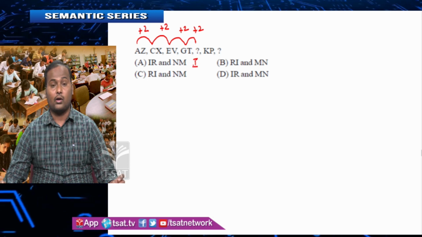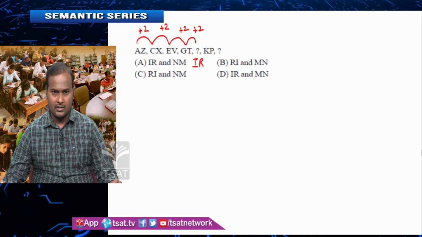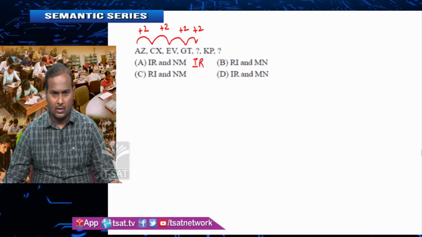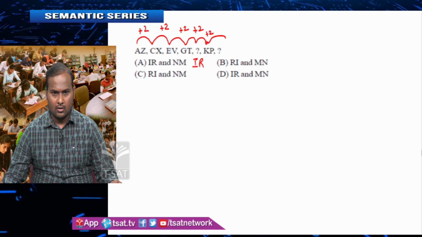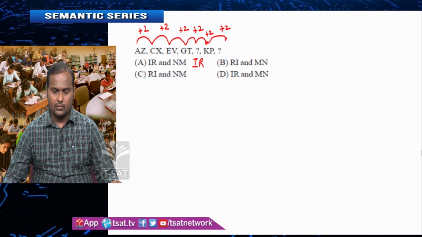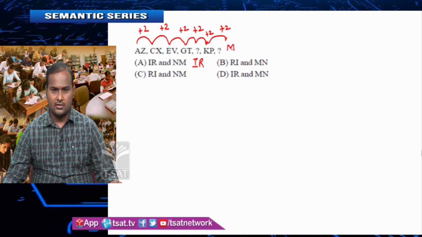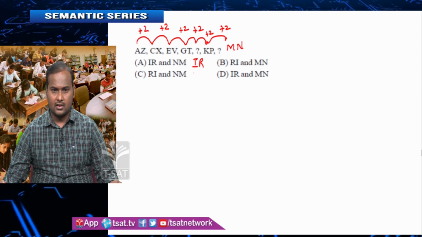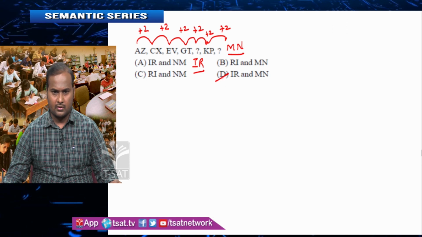So, now we have to add opposite. What is the opposite of I? The opposite of I is R. So, I R, here you will get I, 9, 9 plus 2, K. Now, K is 11, 11 plus 2 is 13. So, what is 13? M is 13. So, what is the opposite of M? Opposite of M is N. So, your answer is I R and M N. So, answer is option D.